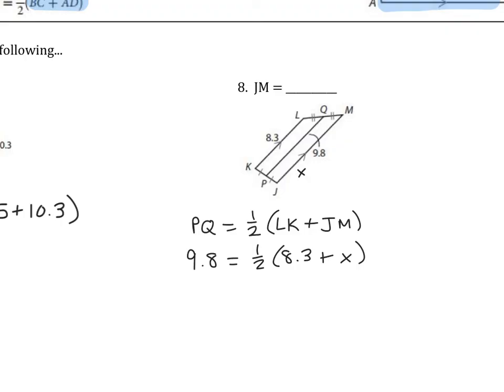So I'm actually going to start by multiplying both sides by 2, just to clear my fraction. So we have 19.6 equals 8.3 plus x, and then if I subtract 8.3 from each side, we get x equals 11.3, which again is what the measurement of JM is. So 11.3 is our answer.